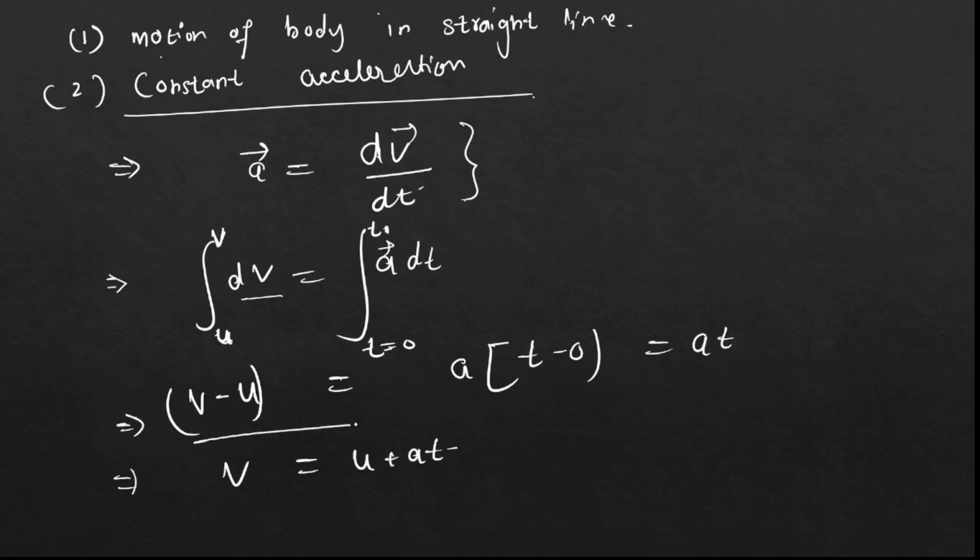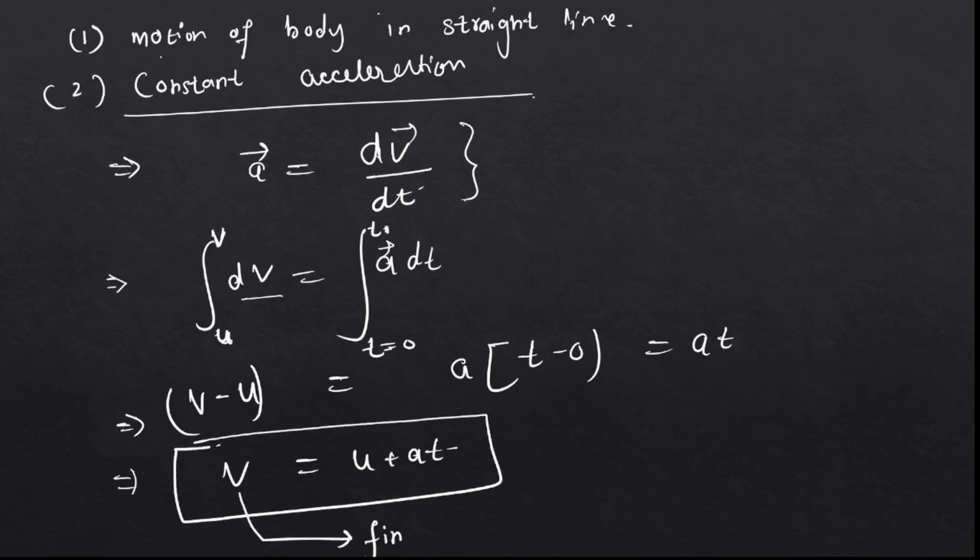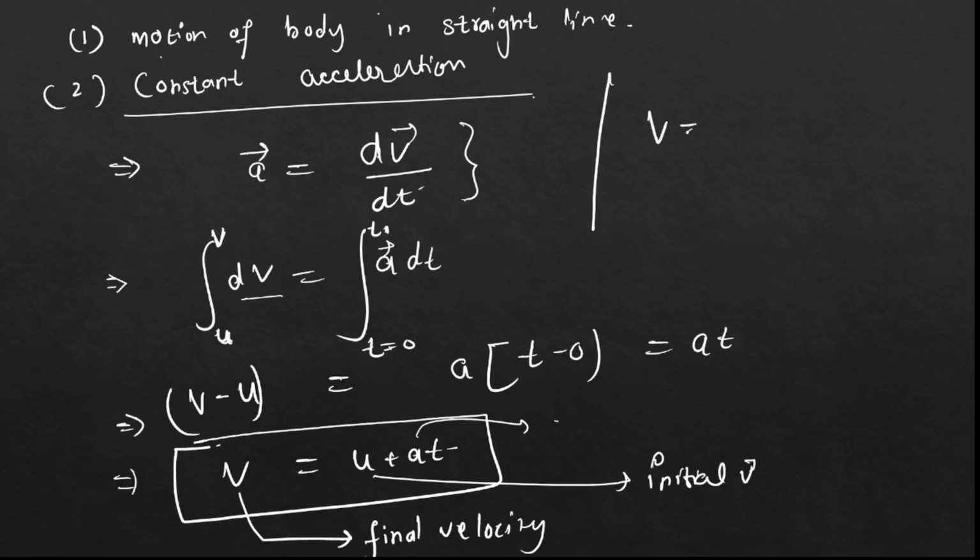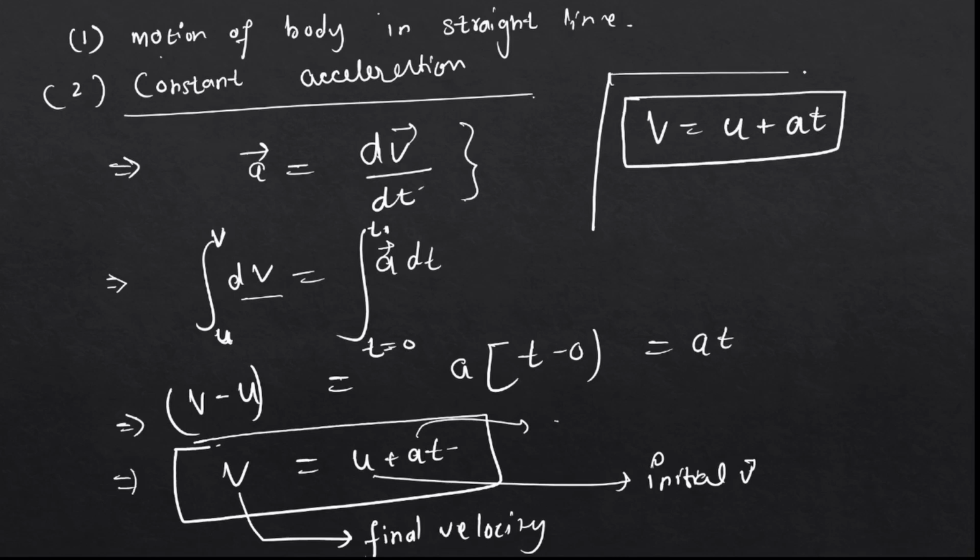So this is our first equation of motion. Here v is the final velocity, u is the initial velocity, and obviously acceleration is constant. So this is our first equation of motion. You should remember this: v is equal to u plus at. I'm going to use this in the problems that I have brought for you.